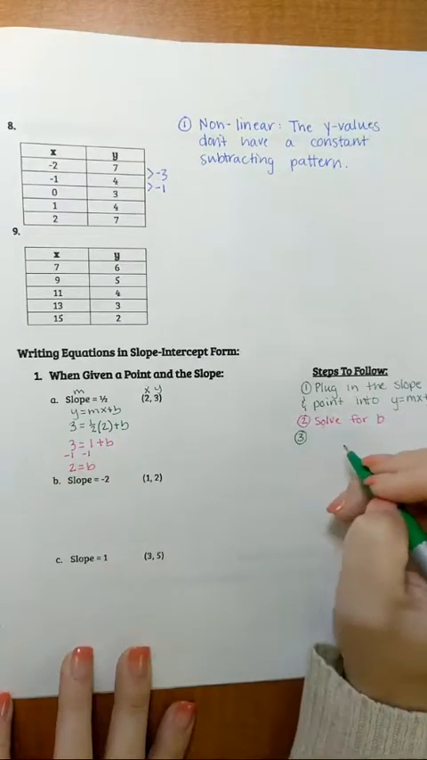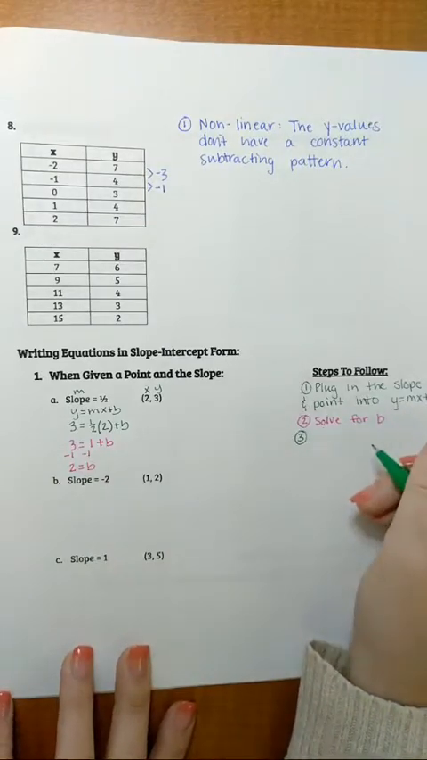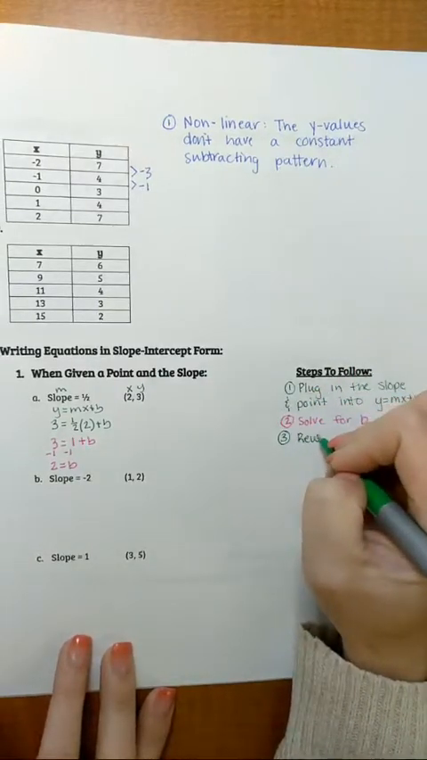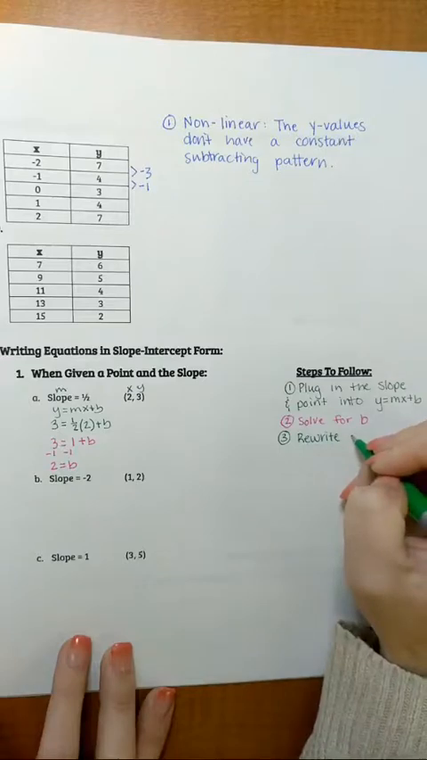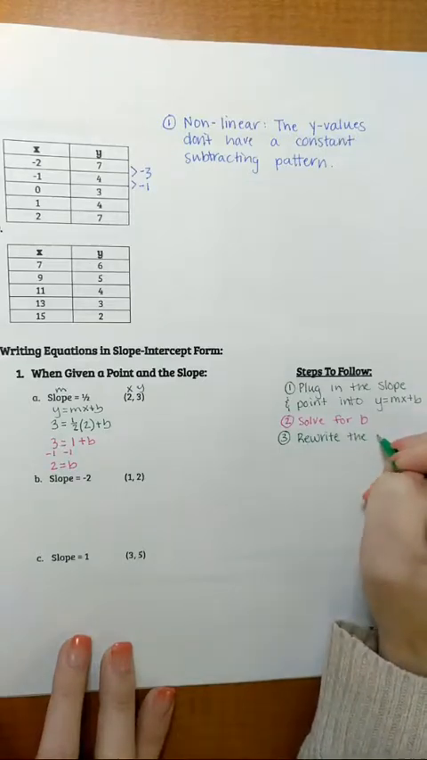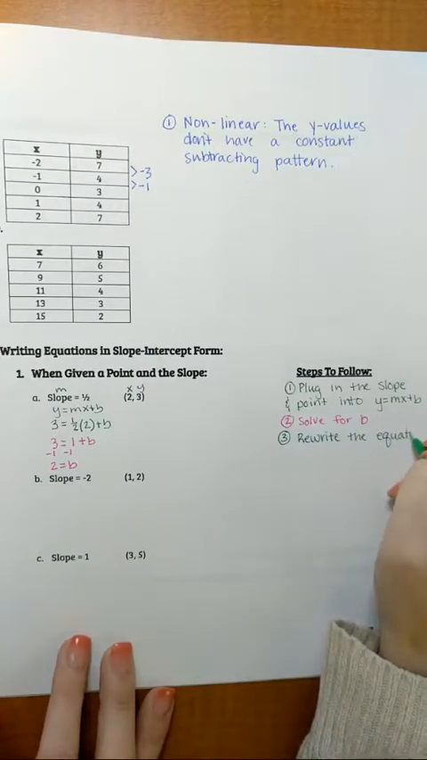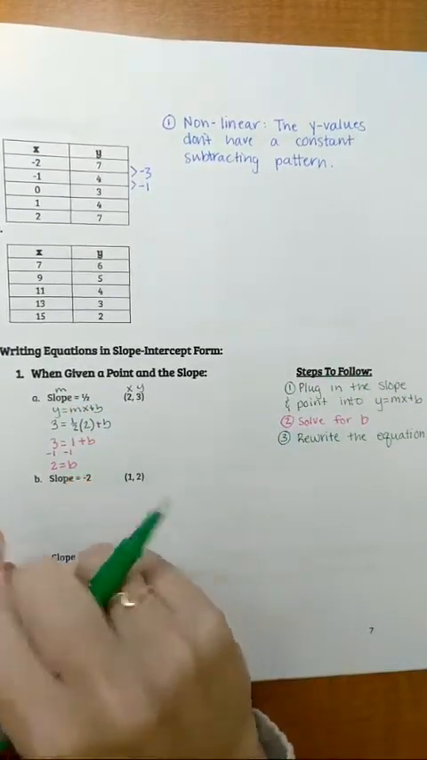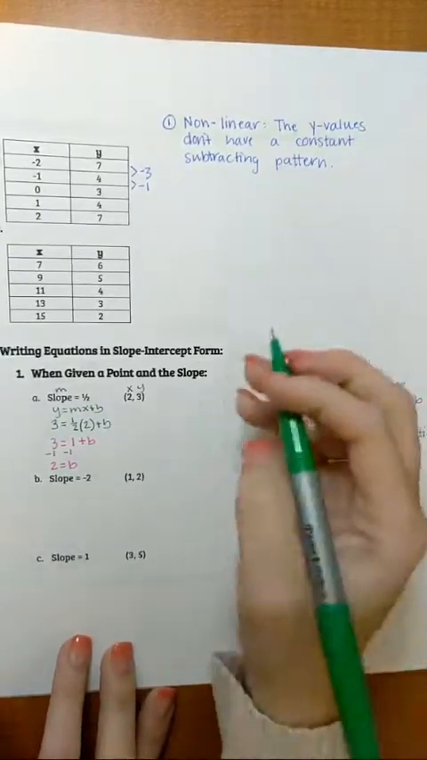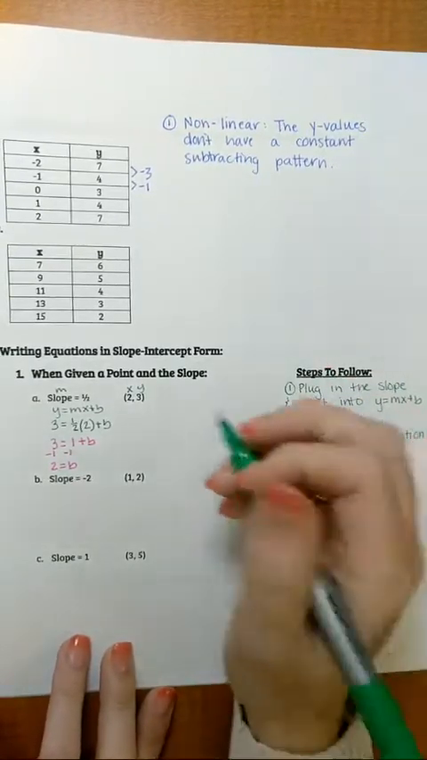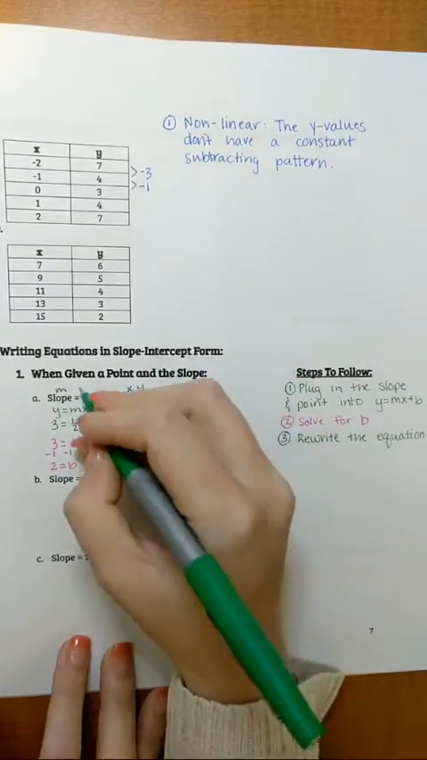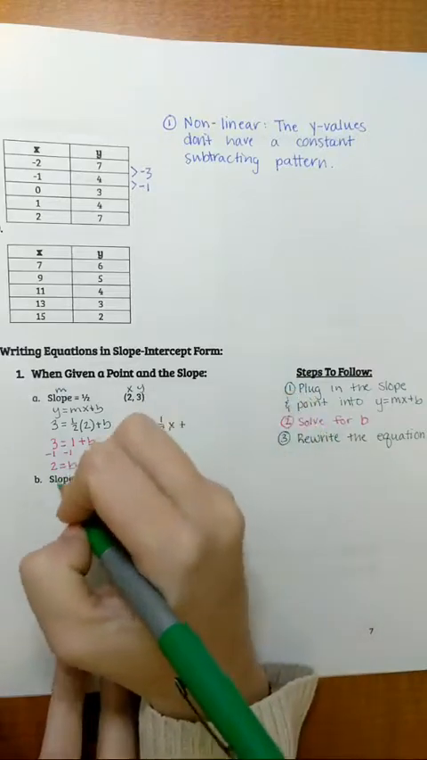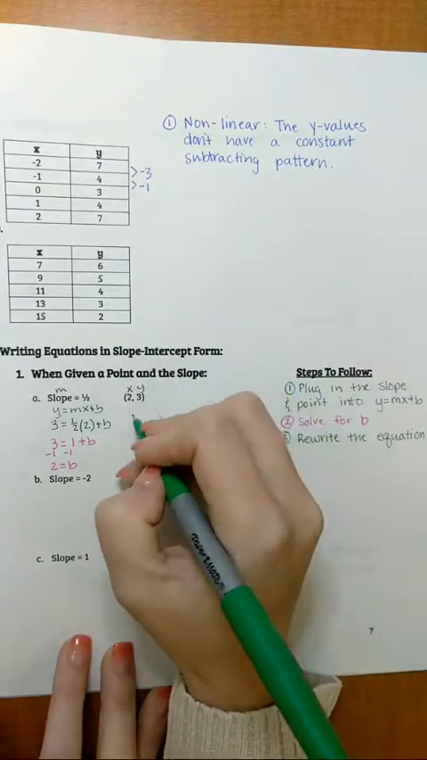And then the third and last thing that you're going to do, which a lot of students forget, so don't forget this, is to rewrite the equation. Now you have m, they actually gave you m, and you have b. So you just need to write your equation in that slope-intercept form. So y equals your m, which they gave you, 1/2 x, plus your b, which we just found was 2.